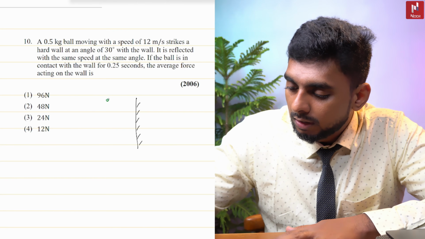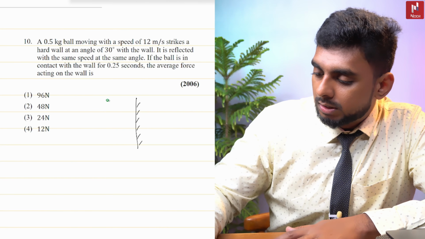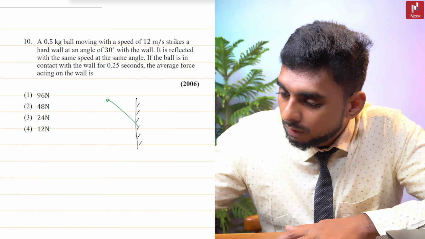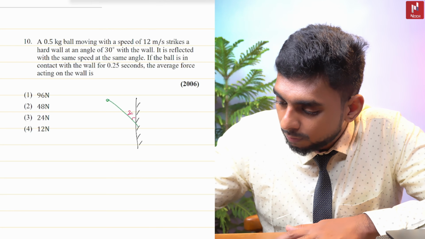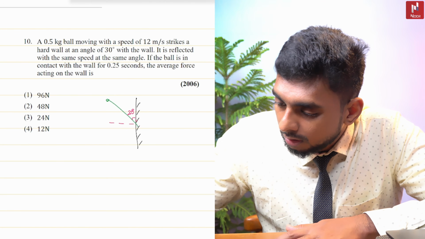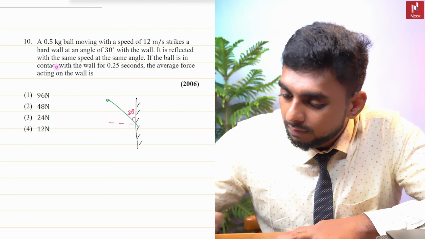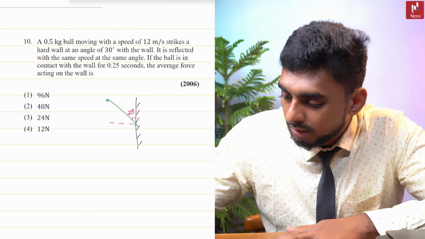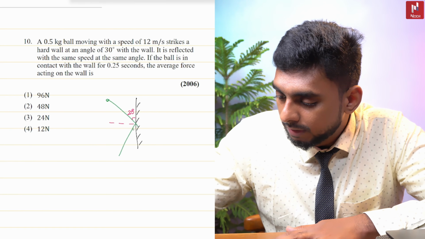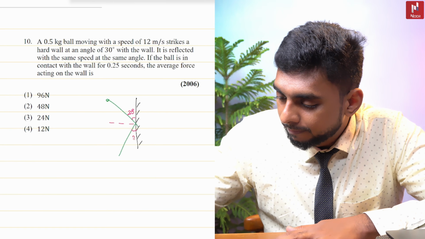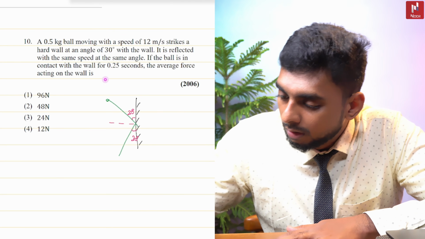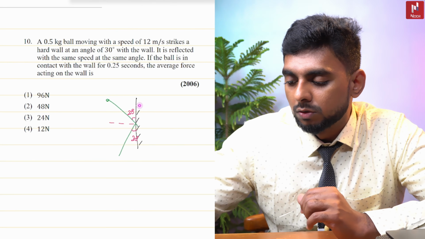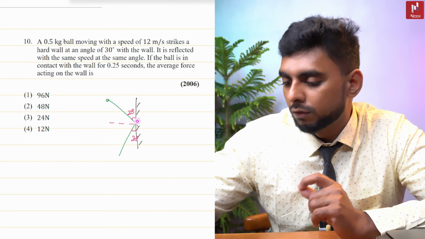With the wall, it is going to hit at an angle of 30 degree. So this is how it just goes. It hits this one, and this angle will be 30 degree. So they have given you this angle to be 30 degree. Then what happens is it is reflected with the same speed at the same angle, which means the same thing is going to repeat. It just gets reflected at the same angle, so in the same way this will be 30 degree. Got it? Fine. If the ball is in contact with the wall for 0.25 seconds, so it is in contact for 0.25 seconds, fine.